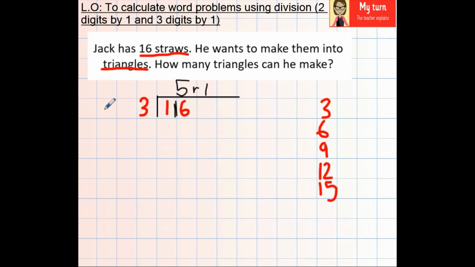So what I've done here is I've read the worded problem and I've underlined the key bits of information. So it was 16 straws, and the other bit of information that was key was triangles, because we needed 3 straws to make a triangle. Let's have a go at one for ourselves.